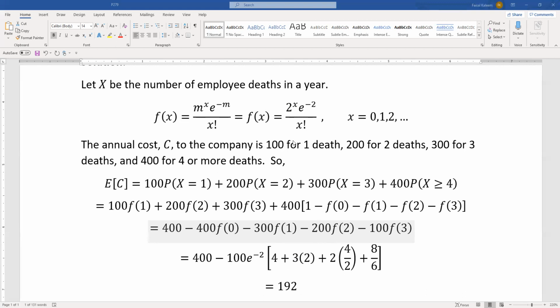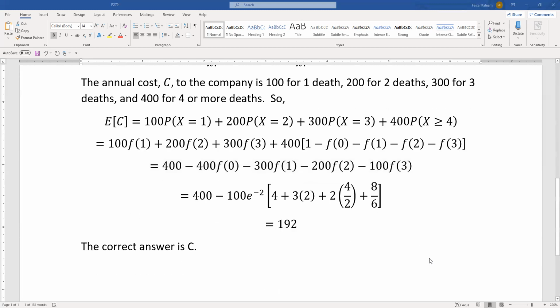And then f of 2 is 2 squared divided by 2 factorial. So 2 squared over 2 factorial is 4 over 2. And then the next one would be 2 power 3 over 3 factorial. 2 power 3 is 8. 3 factorial is 6. So this just simplifies a little bit of work, and you know that every second counts in the exam. And all this simplifies to 192. That was choice C.